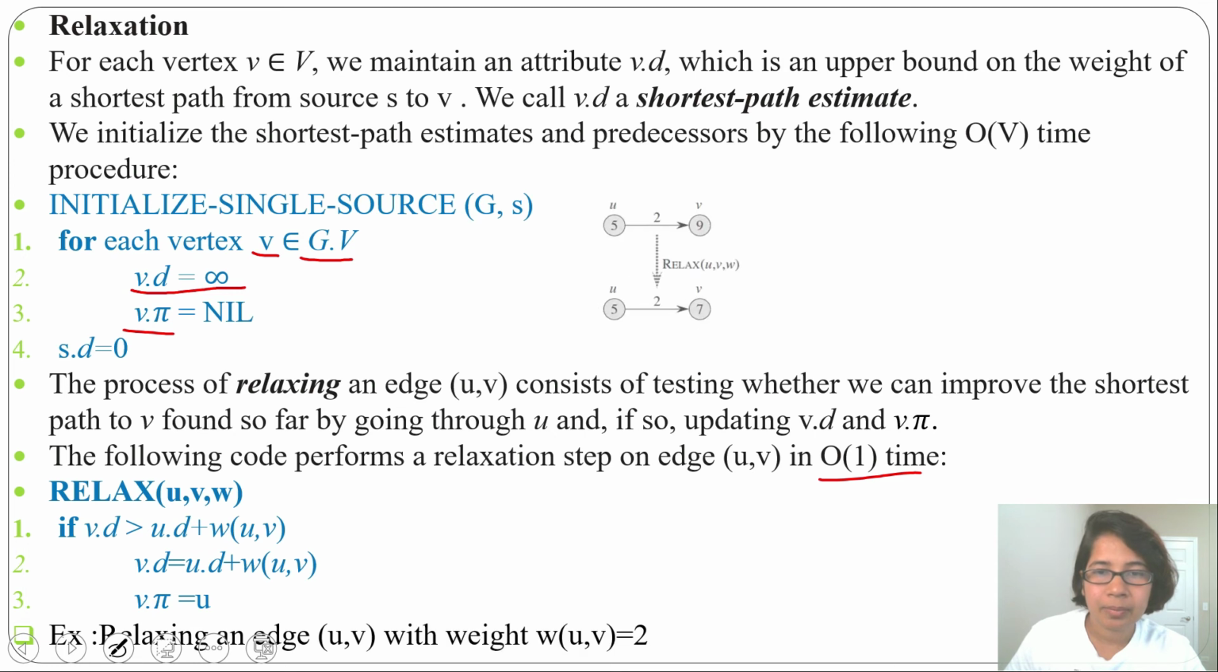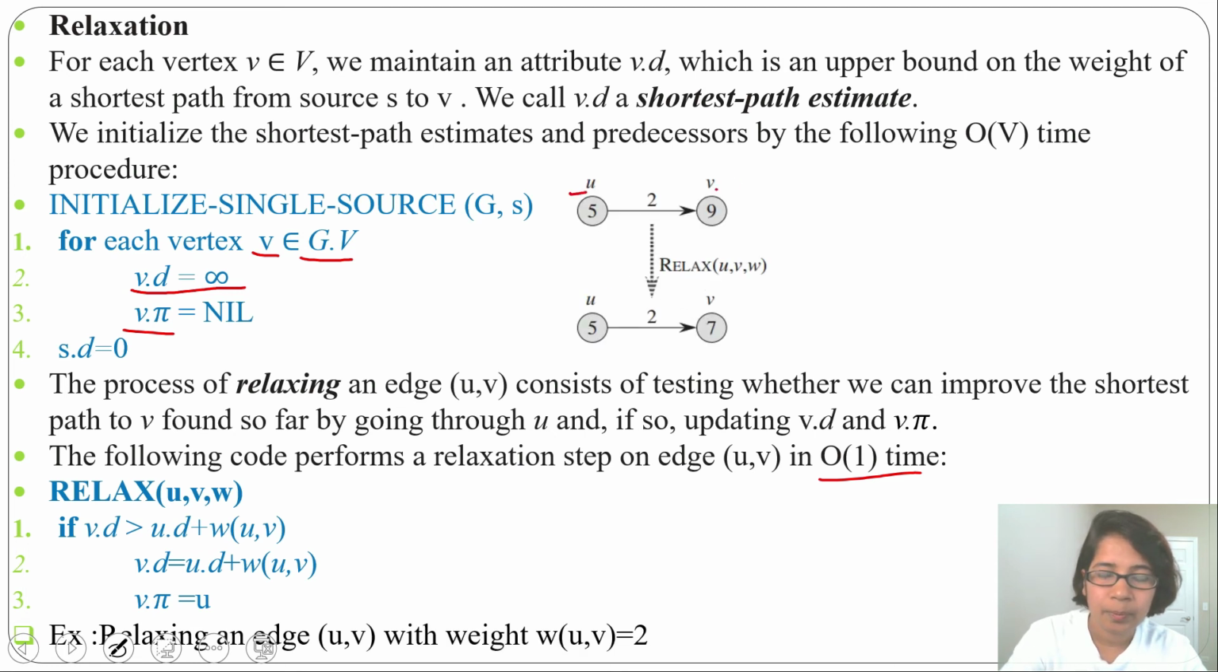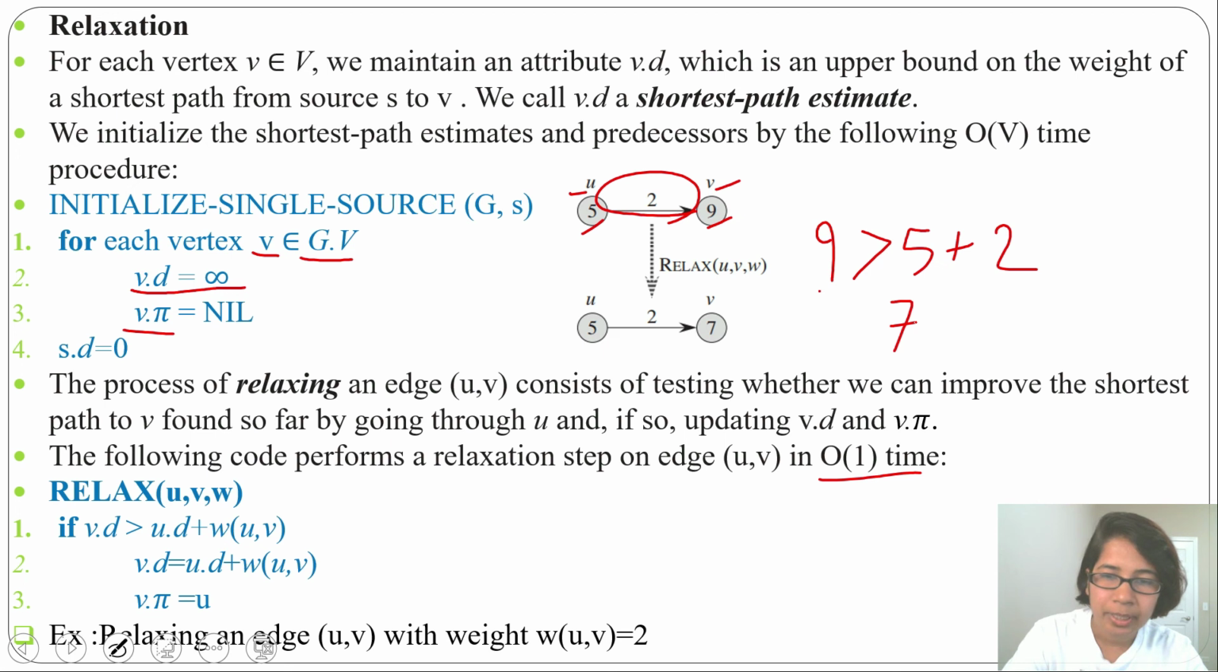Just take an example. This is u and v. u cost is 5, v cost is 9. So v dot d, which is 9, is it greater than 5 plus the weight of this edge, that is 2? Is 9 greater than 5 plus 2? Yes, 9 is greater than 7. Then we update, so v dot d equals 7. So this cost will be updated. Previously it was 9, now it is 7.